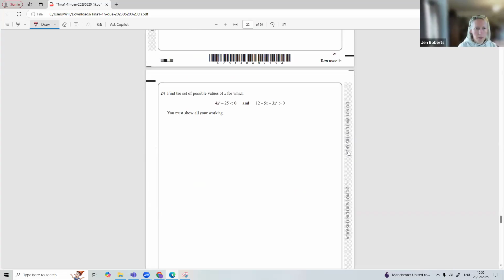Okay, so we're going to find the set of possible values of x. We've got quadratic inequalities here, haven't we? So I'm going to start with this one. I'm going to make it equal to 0. I can see this is a double bracket difference of 2 squares, because you can square root 4x squared, you can square root 25. If I solve that, this times this is 0, so let's just write this out properly.